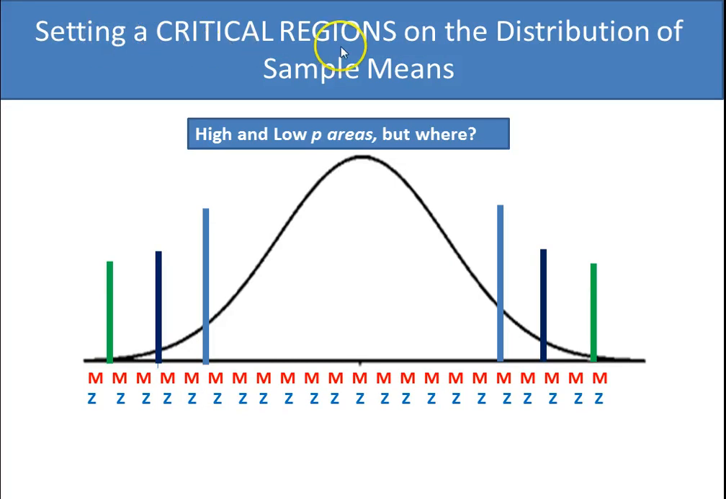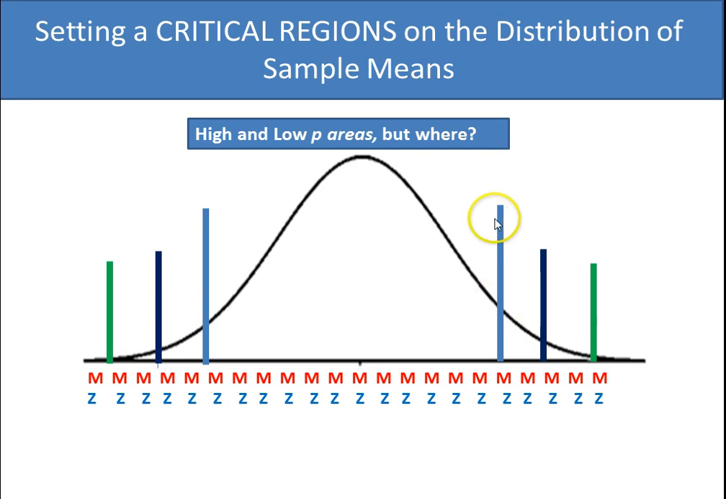So, setting a critical region on the distribution of sample means. Step 2 is to set a critical region, and we have to set that critical region using the distribution of sample means. Given that we have to separate this distribution into areas of high probability and areas of low probability, just where are we going to put our dividing lines that will separate these two areas, the high probability area and the low probability area?